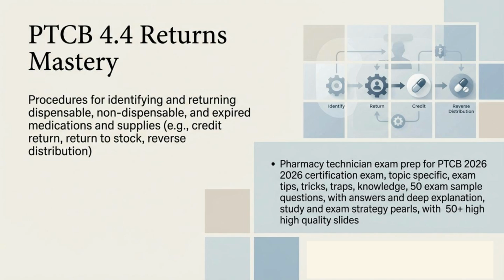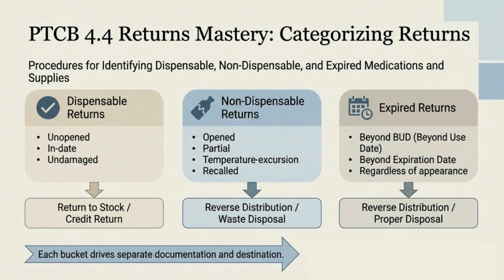Welcome to PTCB 4.4 Returns Mastery, which covers procedures for identifying and returning dispensable, non-dispensable, and expired medications and supplies. Returns fall into three categories: dispensable, non-dispensable, and expired. Each category determines the documentation and final destination, such as return to stock or reverse distribution.